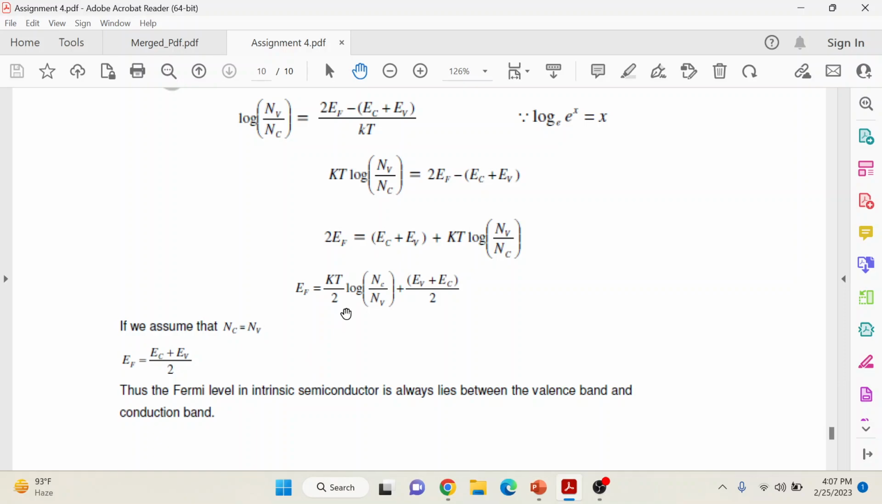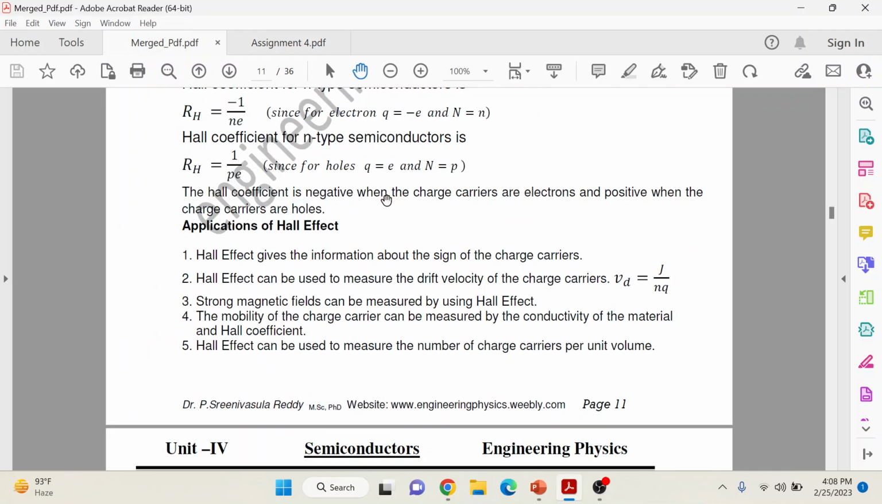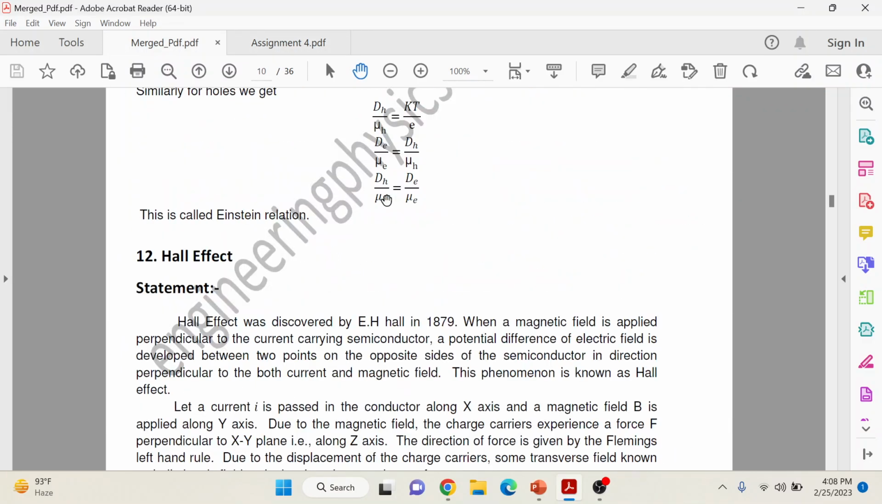In the intrinsic semiconductor, the carriers in the conduction and valence bands are the same, because there is no doping. So this cancels out, because log of 1 is 0, right? Log 1 is 0. So 0 plus this means Ef equals (Ec plus Ev) by 2. And you remember this equation for the extrinsic case also. I've added this in the notes. This is all extrinsic, I remember.